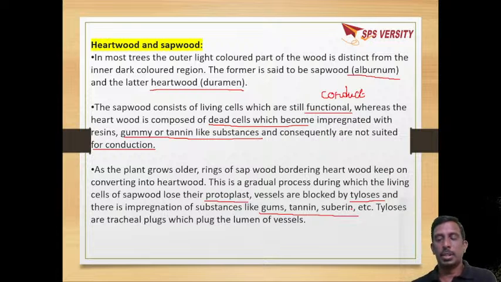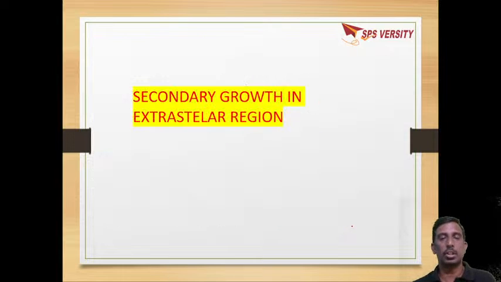Heartwood is present towards the center, and sapwood is generally at the periphery. In sapwood there is conduction of water, whereas in heartwood there is no conduction of water. So this is the secondary growth in the stelar region.